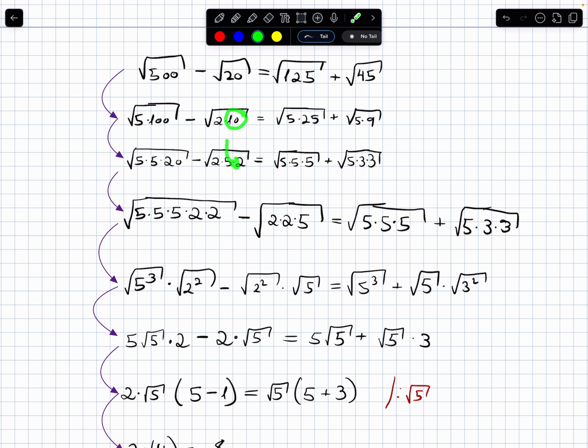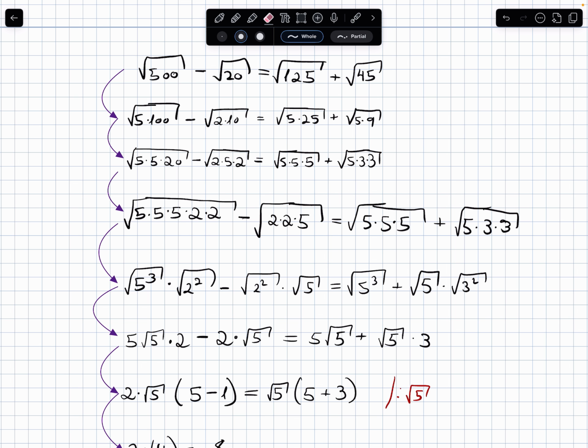From 10 I took 5 and 2, and from 100 I took 5 and 20, and from 25 I took 5, 5 and 5, because 25 is 5 times 5, and from 9 I took 3 and 3. And then I got this equation because 20 is 5 times 4, and 2 times 2 is 4. So everything just falls into place.